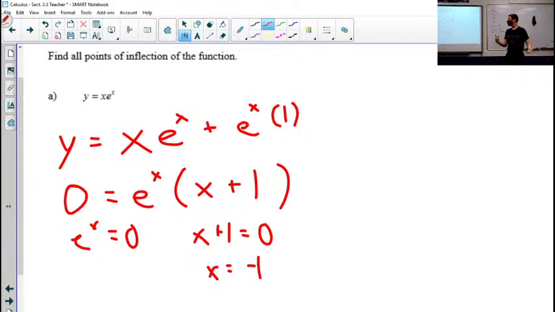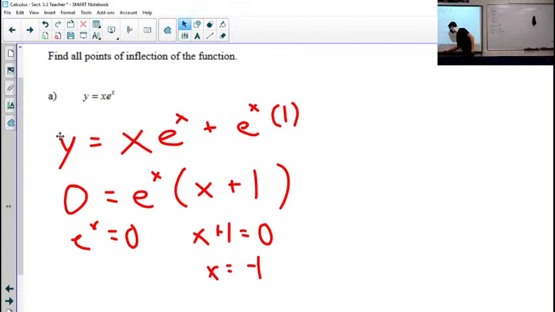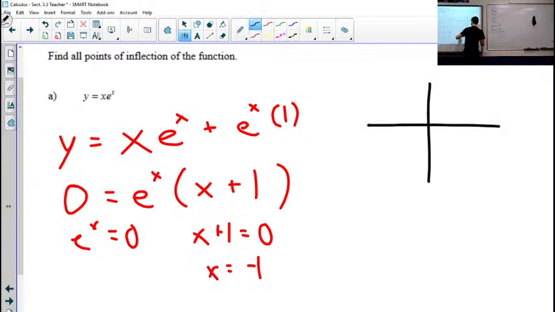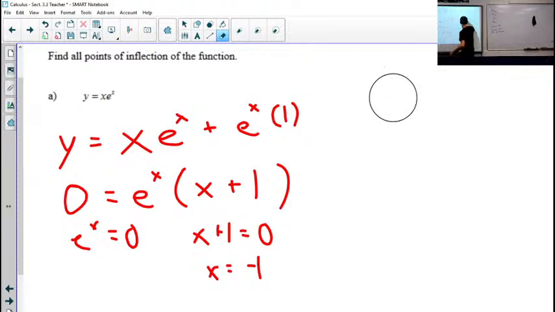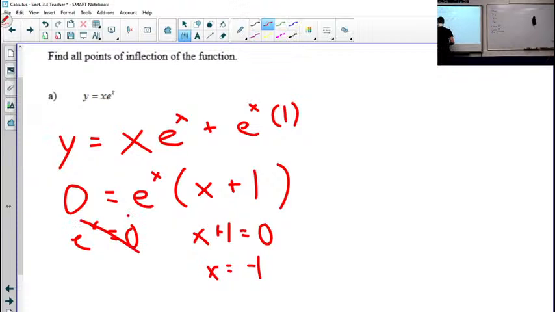There's nothing here that's going to give us 0. If you think about an exponential function, exponential growth typically looks like this. This is what e to the x looks like. So it's got that horizontal asymptote at 0. A horizontal asymptote at 0 means it never gets to 0. So e to the x, this isn't going to happen.